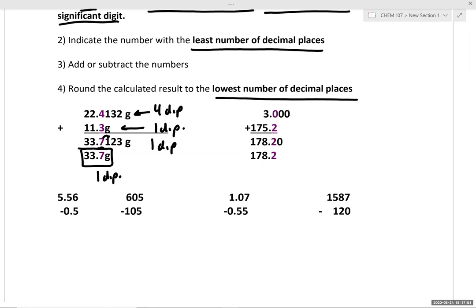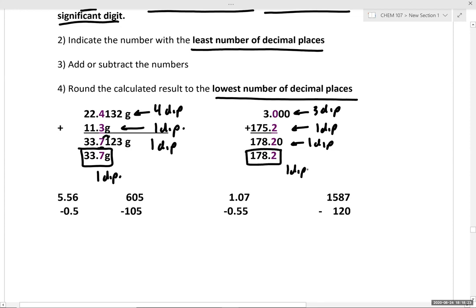Does this make sense to everyone so far? Now, to really drive home the point that when adding and subtracting, we do not care about significant figures, we care about decimal places, looking at this next example, 3.000 has 3 decimal places. 175.2 has 1 decimal place. So then we'd round our final answer to 1 decimal place, and we end up with a number with 1 decimal place and 4 significant figures.